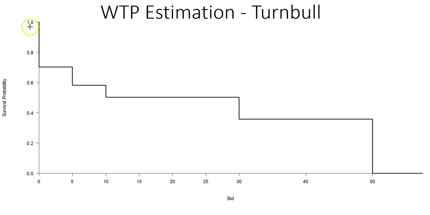Okay, so the Christrom approach connects the dots. It assumes that if the cost is 0, then everyone is going to want to pay for it. So if we connect our probability of a yes or for vote at 0 of 100% to a probability of yes or for at $5 of 70%, and keep doing that, then this red line is the Christrom survival curve.